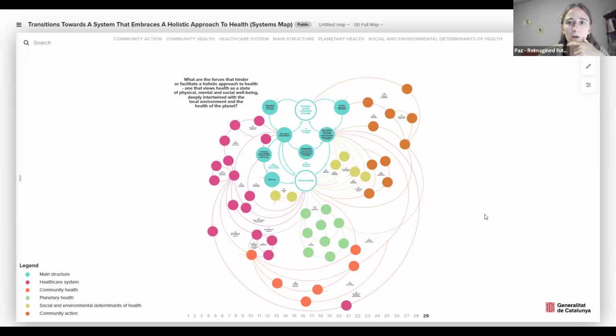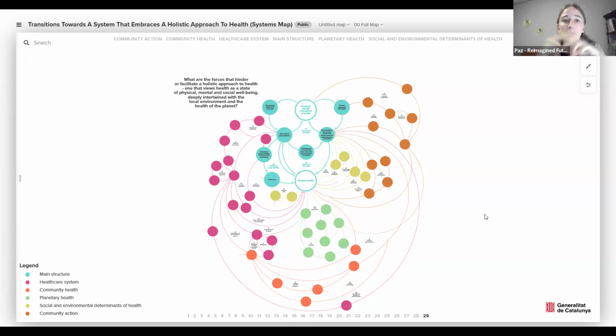Does anybody know Carla Oliva? Because she's one of the co-creators of the systems map, and I believe that maybe Marta knows her. Okay, yes, she told me to mention her because of course she was a keystone of this systems map, so it's very important to mention Carla in this. You will see Carla's footprint throughout all the map.